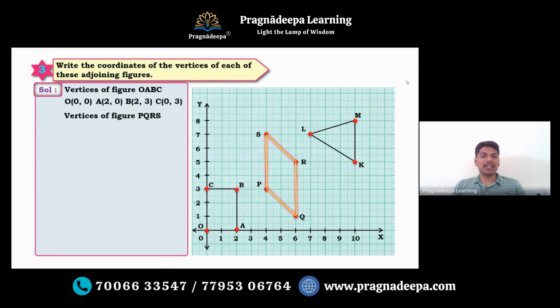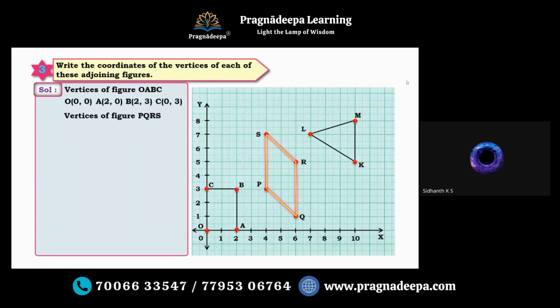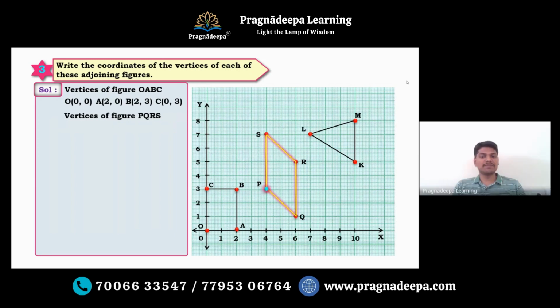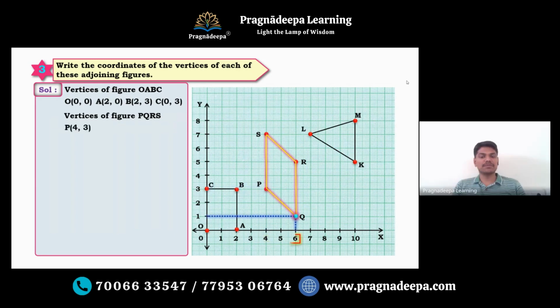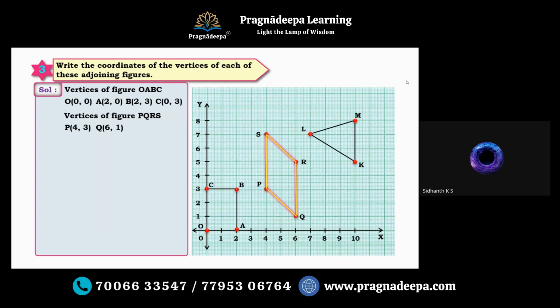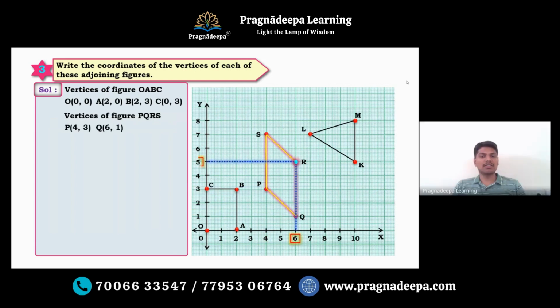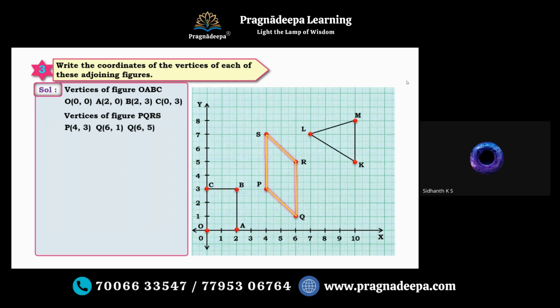It's looking like a parallelogram, correct? Yes, sir. So what is P? Sir, 4, 3. Okay. Q? Sir, 6, 1. R? Sir, 6, 5. S? Sir, 4, 7. Super great.